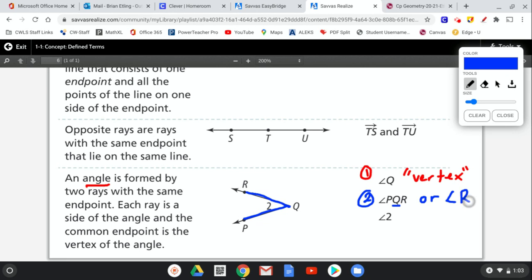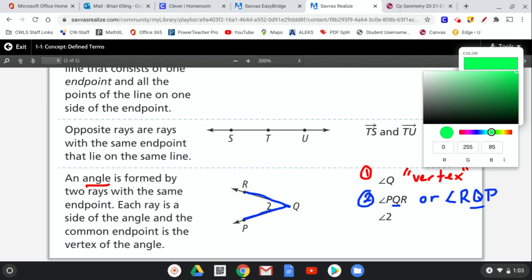And if you notice, and hopefully we got some observant students out there, Q is in the middle, because Q is the vertex. So either way we do it, Q is going to be in the middle. If we trace our hand over that angle to name it, Q is always going to be in the middle.